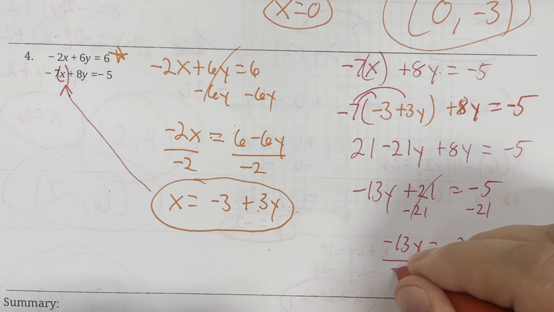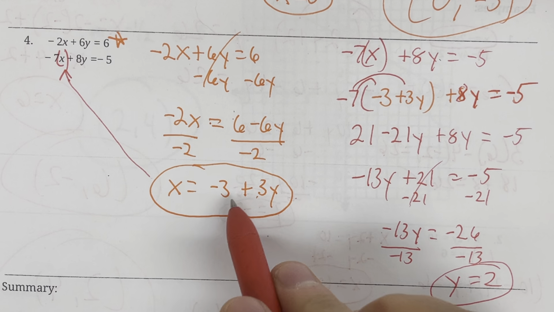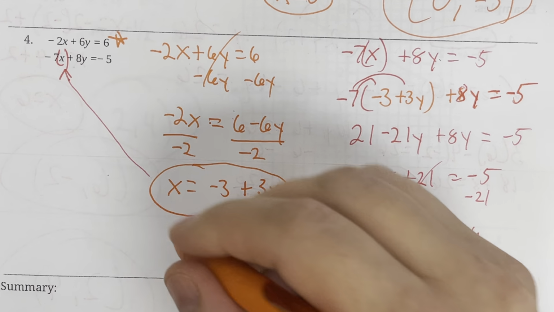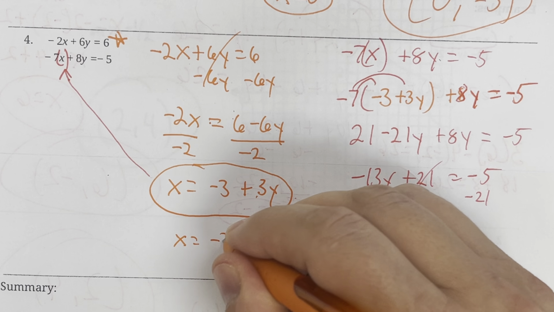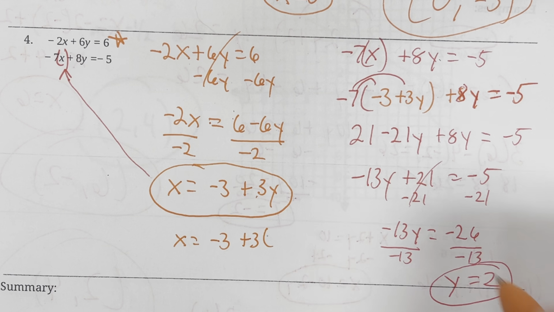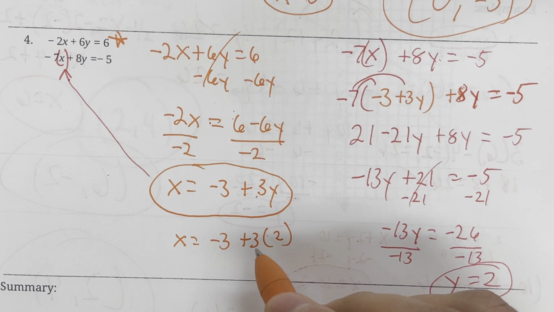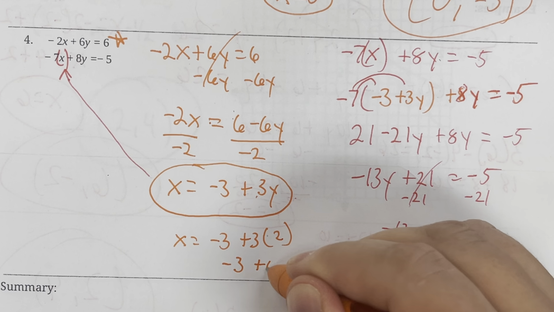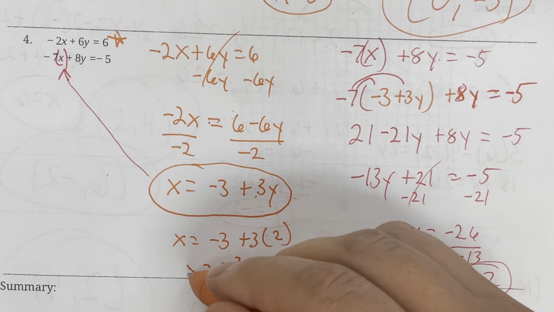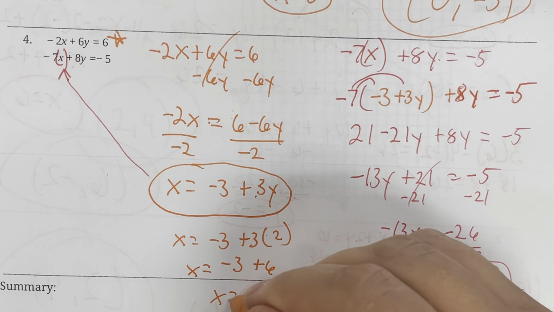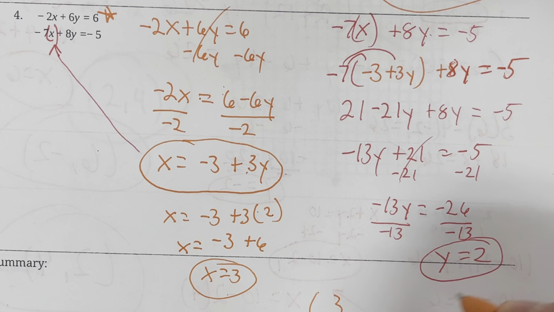Divide. And y is equal to 2. So we found y. We still need to substitute that back into the circled equation to find x. x equals negative 3 plus 3 times y. y is 2. Negative 3 plus 6 is equal to 3. We got it. So our ordered pair is 3, 2.